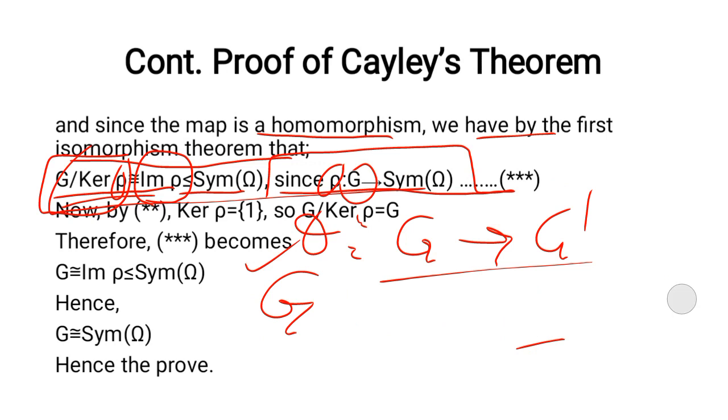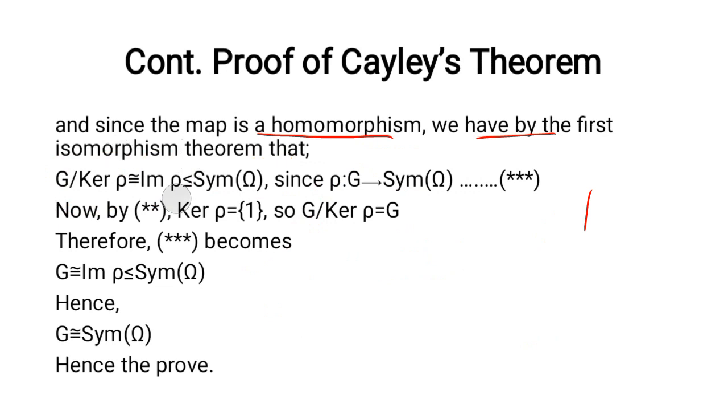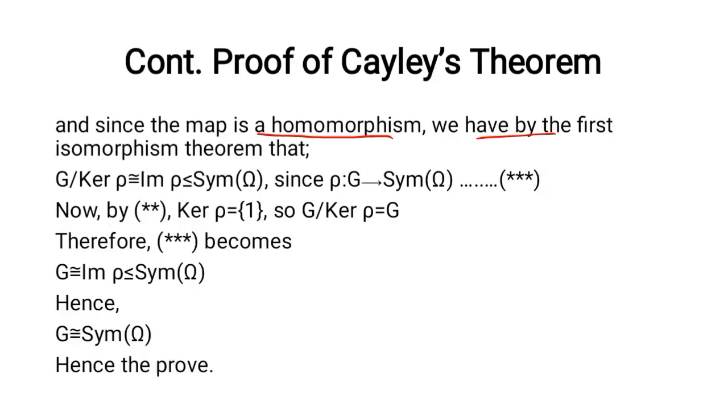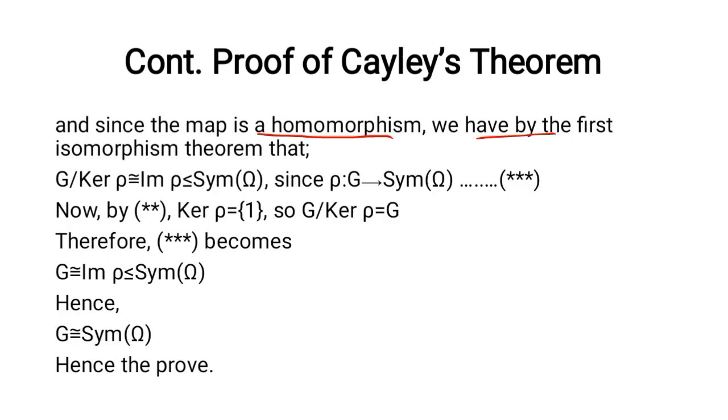Okay, so with that said, we know our kernel of rho. We got that it contains H, and H was equal to 1, if you recall from here. We had that H lies in the kernel, and definitely it's going to be equal to 1, right? So we know what our kernel is. So now by asterisk, which is what I just left here, the kernel of rho is just the identity.